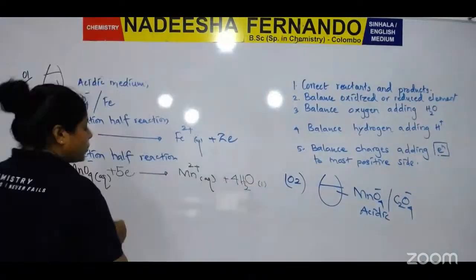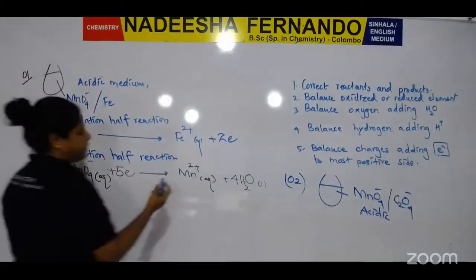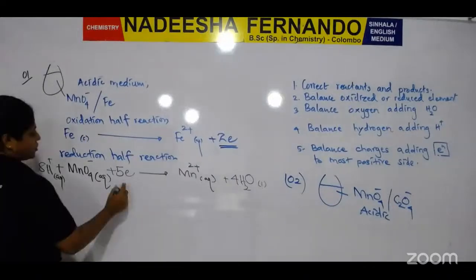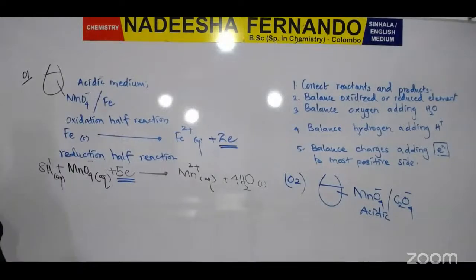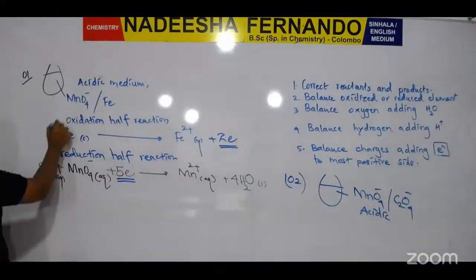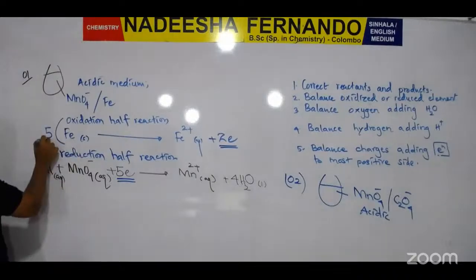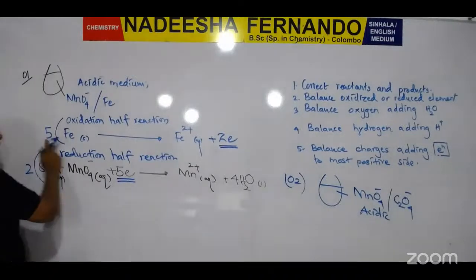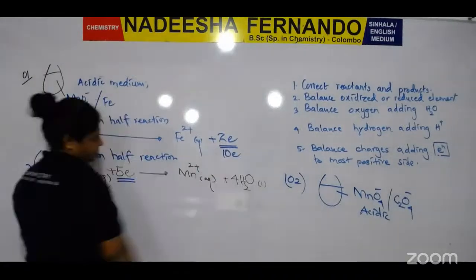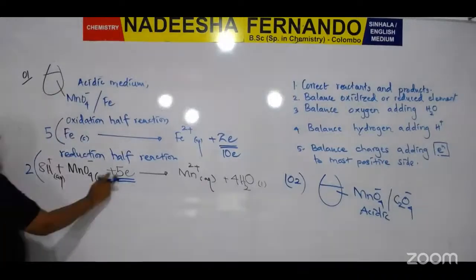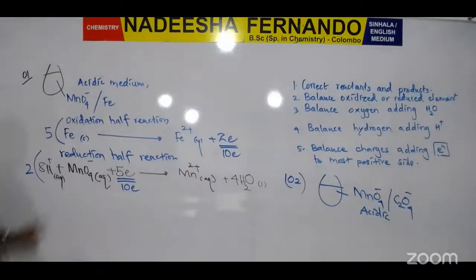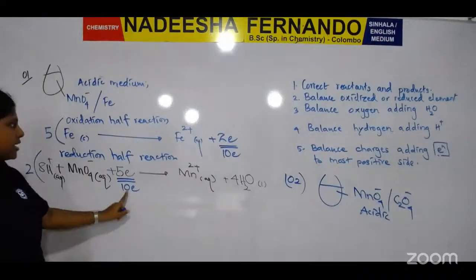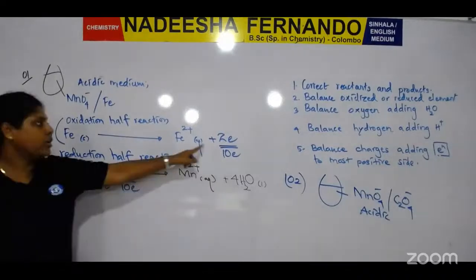Here, to balance the electrons, in the oxidation reaction we have 2 electrons. In the reduction reaction, we have 5 electrons. To get the same number of electrons, you need to multiply this by 5, this by 2. When we multiply this one by 5, 5 times 2, 10 electrons. Here, 2 times 5, 10 electrons. Now the number of electrons is the same.